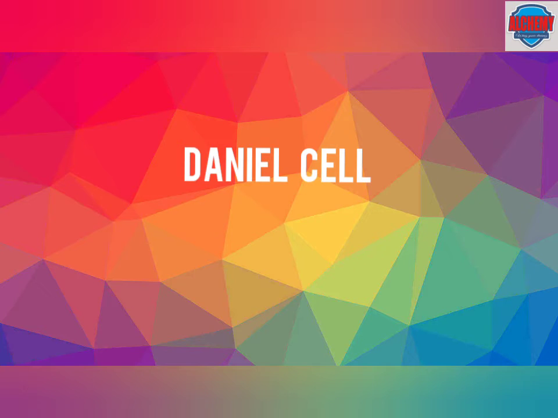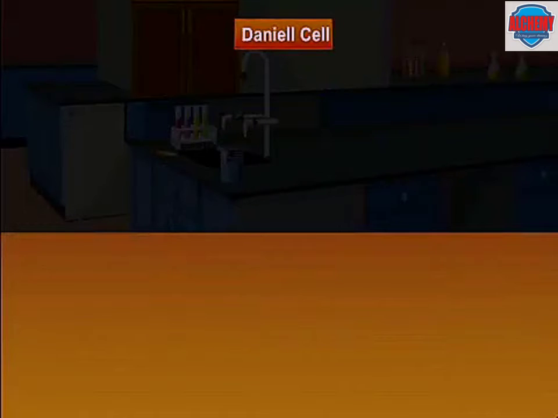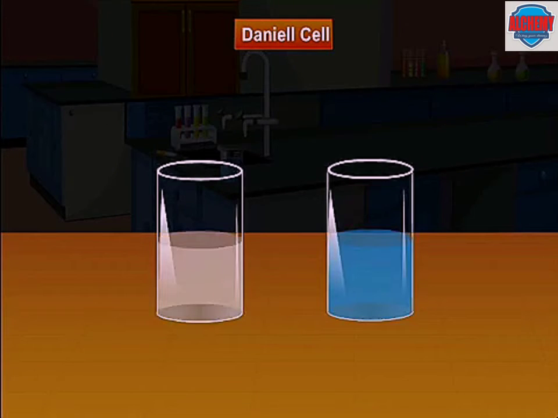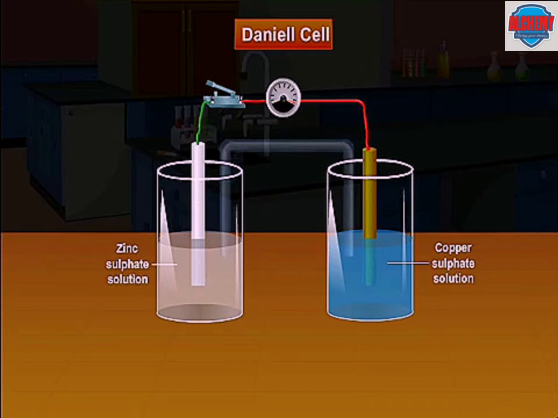Next, we will discuss the construction and working of Daniell cell. This is the basic setup of a Daniell cell. It consists of two containers. One is filled with copper sulfate solution and the other is filled with zinc sulfate solution. A zinc rod is dipped in zinc sulfate solution and a copper rod is dipped in copper sulfate solution. The two electrodes are connected with the help of a wire. Also, a switch and a voltmeter are connected in series.